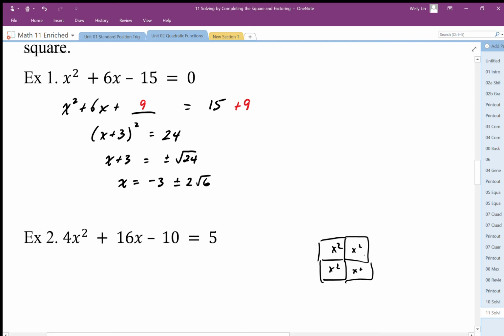I need to distribute my 16x's symmetrically, so I'm going to put 4x here. That's 8x. There's my 16x's here. So then I know that this length is going to be 4. This is going to be 4 by 4, so it's going to be 16 to complete that square. So we could do it that way.